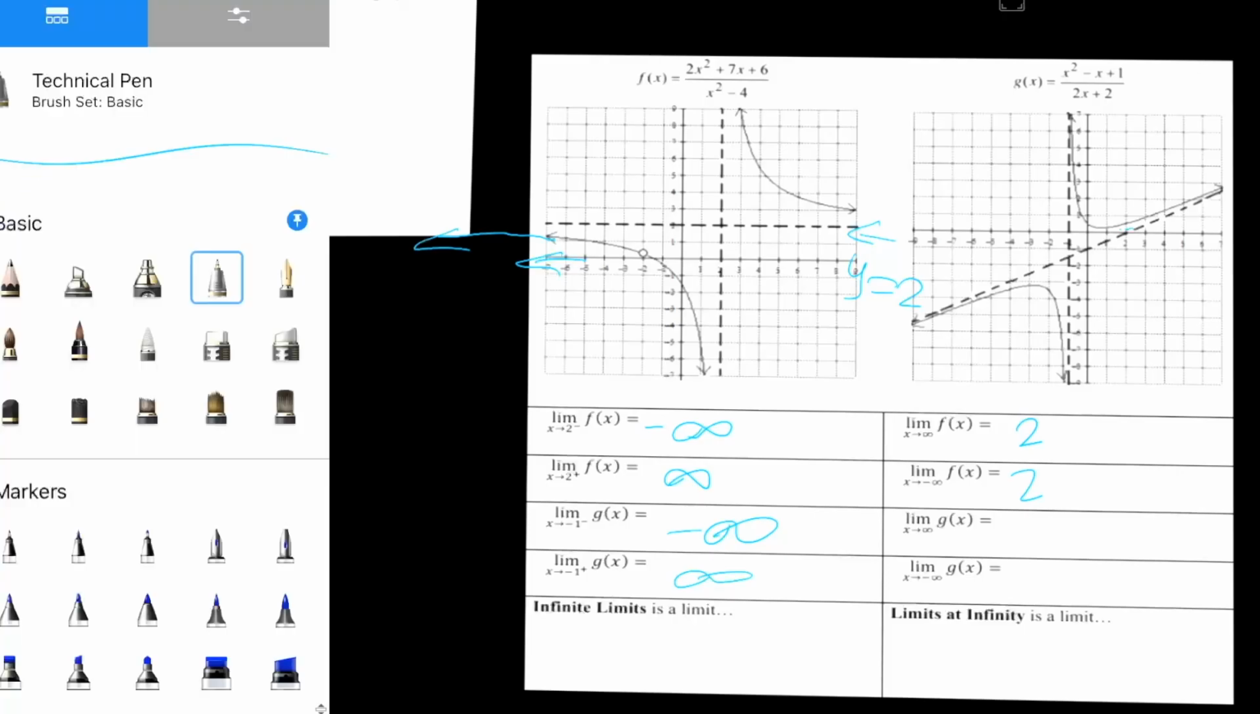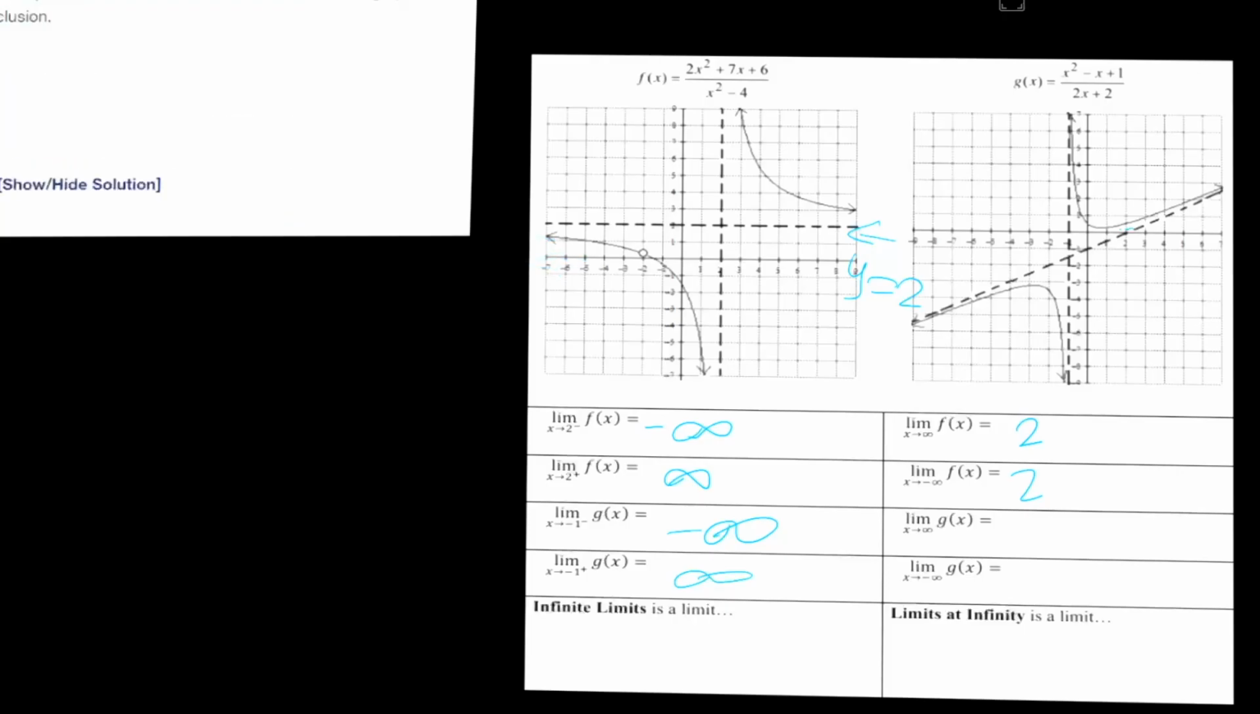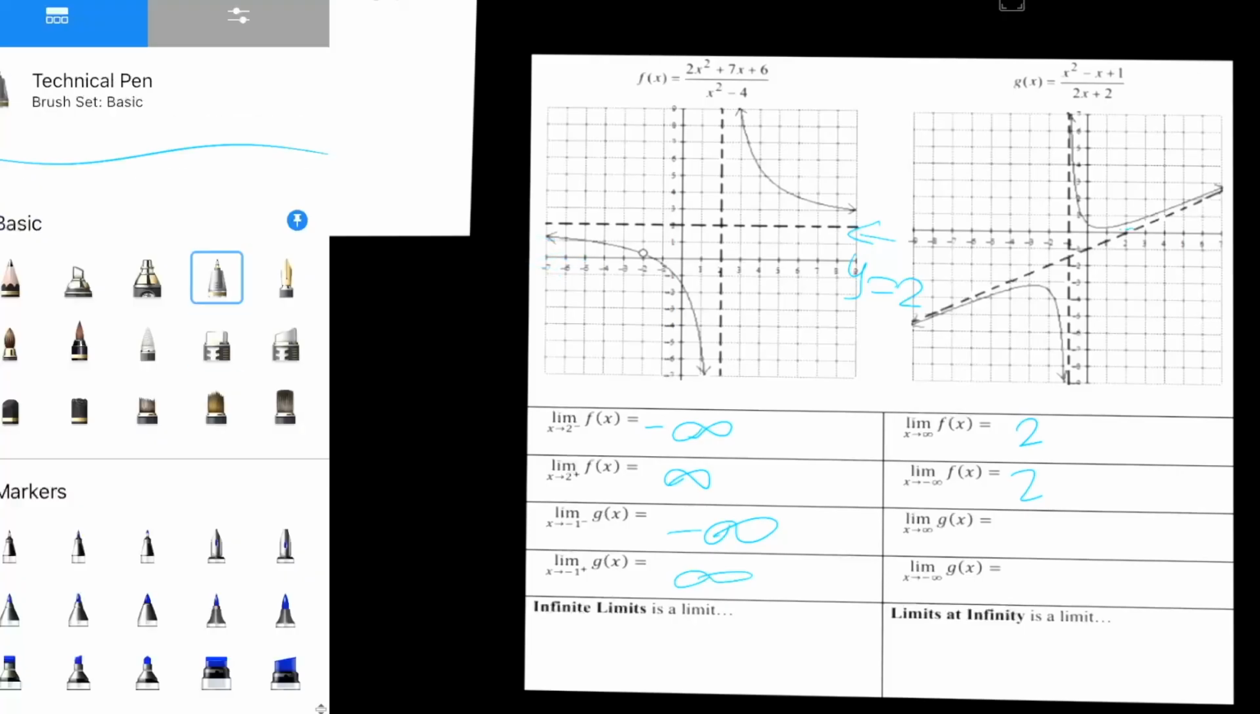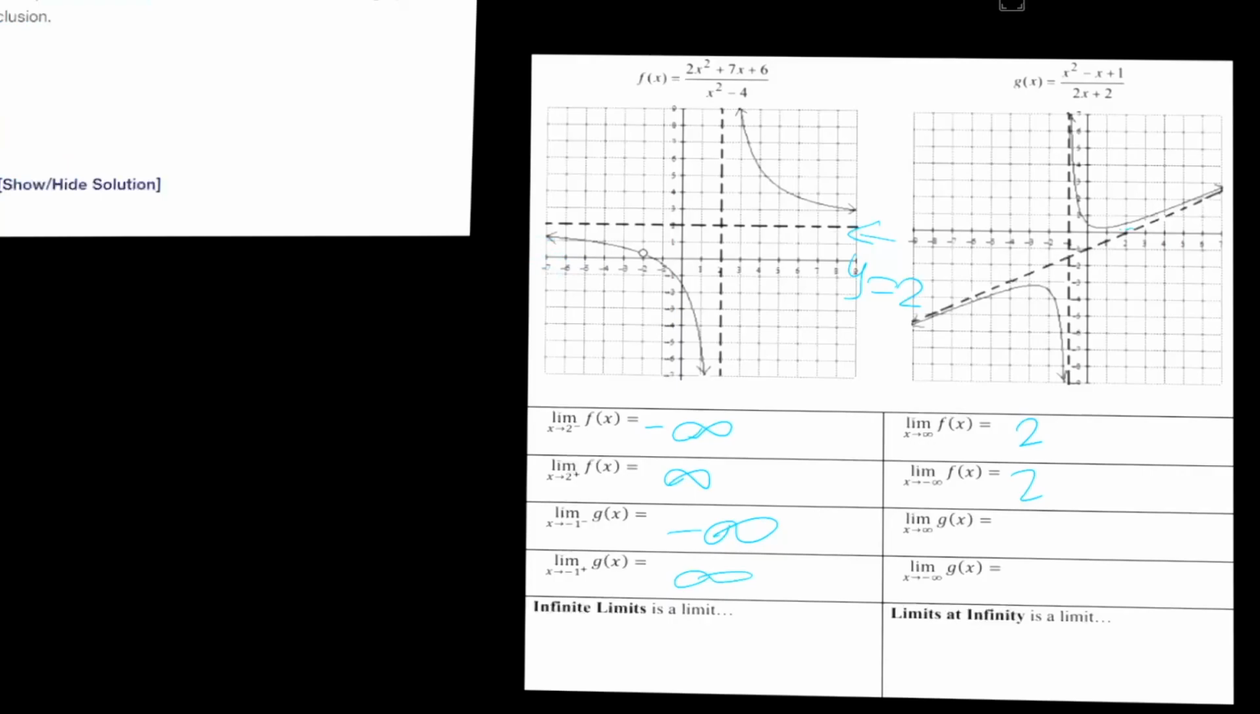So now let's find the limit of g of x as x approaches infinity. So what's going to happen here? This is going to increase forever and just become infinity, while this value right here is just going to go down forever and become negative infinity.